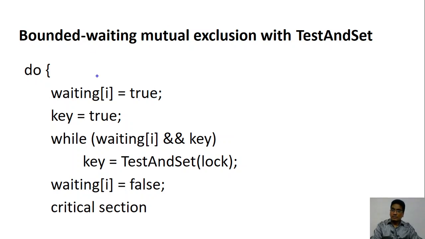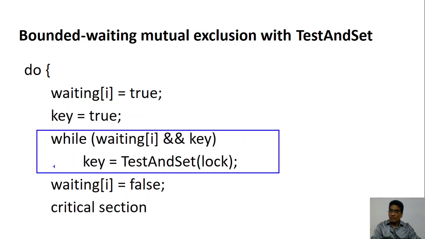Let's assume that you are waiting. This is true and key is true. So if you are waiting and your key is true, then what will you do? Look at this whole thing. This is one block. This whole thing is a while loop. Even though flower brackets are not really required, you know very well. So this is a while loop. Your waiting is true and key is true, so you enter here. Then you try to set the lock.